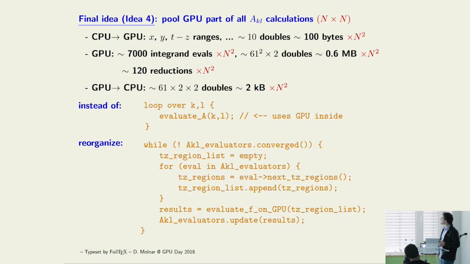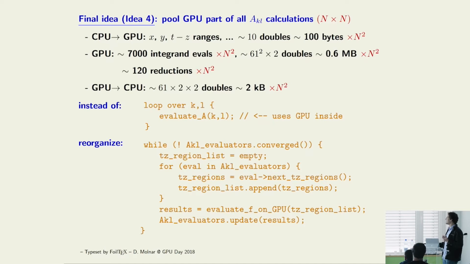Then it does reductions. All these 7,000 numbers get reduced with 100 some reductions times n squared, so the memory now is smaller. The remaining about 120 bytes times n squared has to come back, 120 doubles, so it's about a few kilobytes. But I had to rewrite essentially all the code, because before that it was loop over all matrix elements and evaluate them.